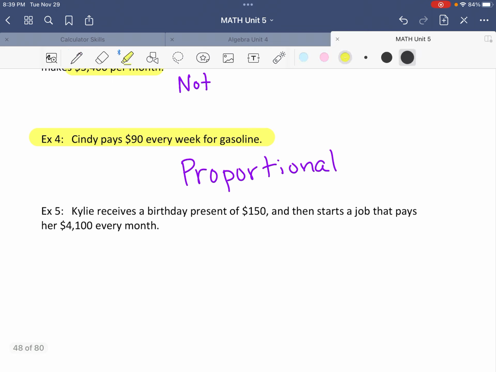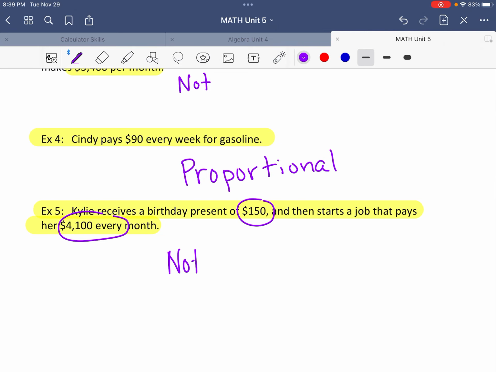Example 5. Kylie receives a birthday present of $150 and then starts a job that pays her $4,100 every month. Once again, we have a starting amount and then an every month part. So this is not proportional. Hopefully this is making sense to you. If you're not understanding, please write down any questions you may have so that I can answer them when I see you again on Friday.